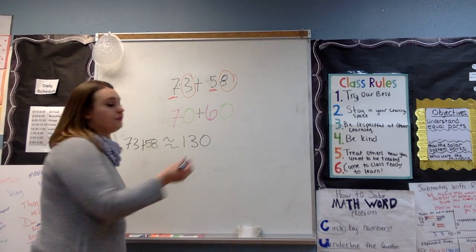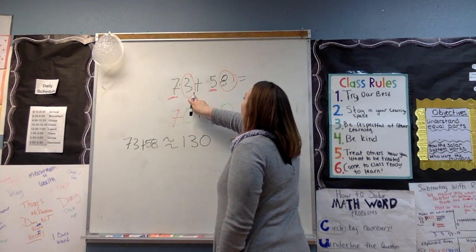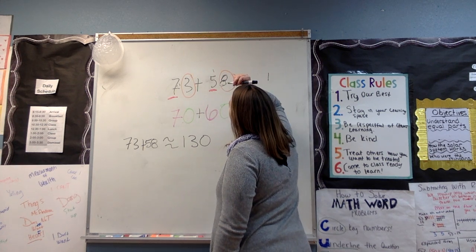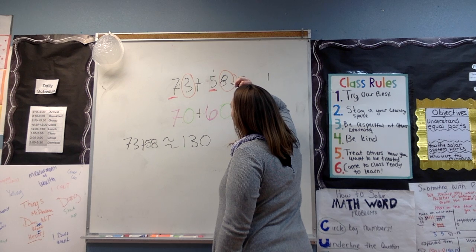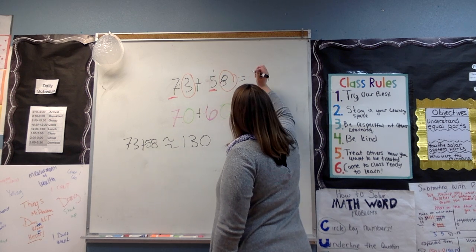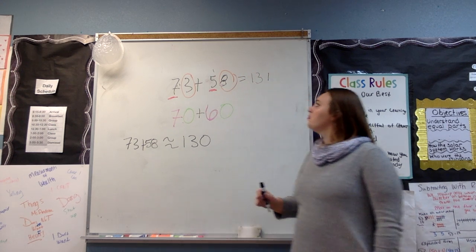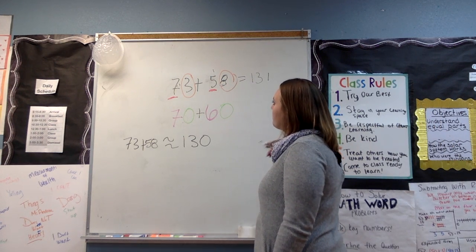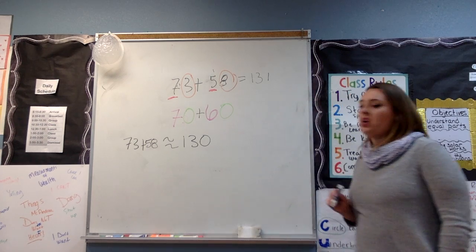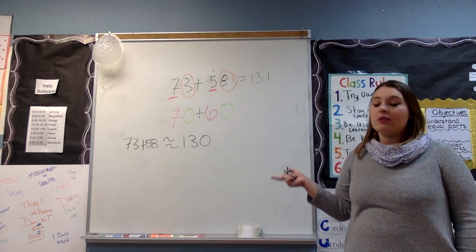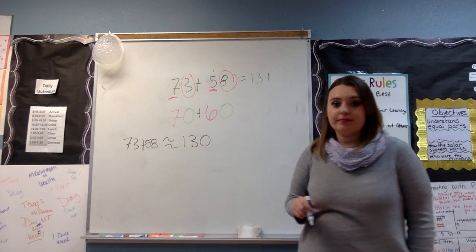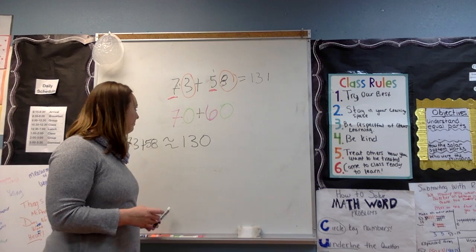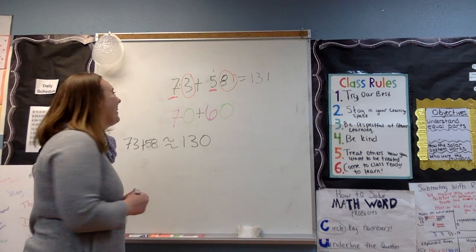Let's see how close we were. You ready? That's 11, 6 plus 30, so 131. Right? 6 plus 7 is 13, yeah. 131, one off. So 73 plus 58 is approximately 130. And it's pretty close. All right, I can do it real quick.